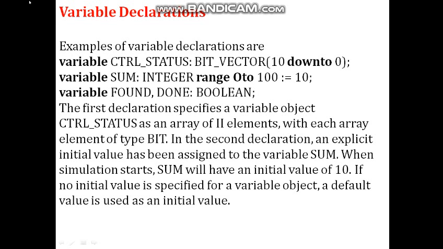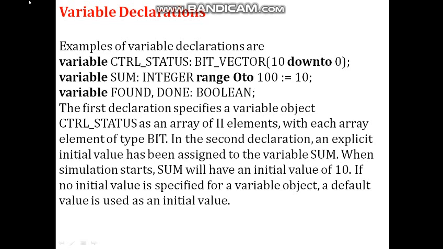Our next part is the variable declaration. The form of a variable declaration is very similar to the constant declaration. There is not much difference between the two. We will take a simple example so that we get a clear idea of what a variable declaration is. Variable control_status: bit_vector from 10 down to 0. Variable sum: integer range 0 to 100 := 10.